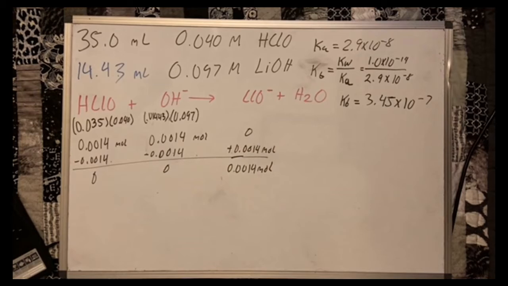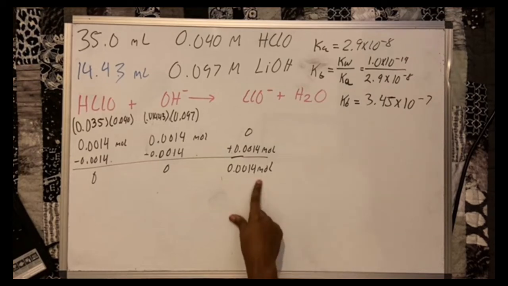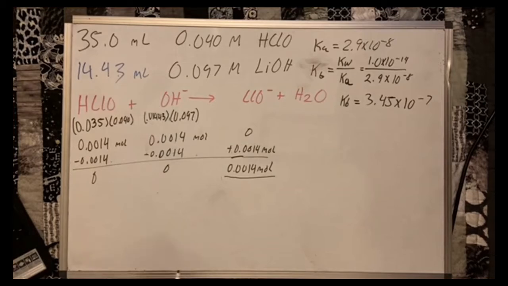Right, okay. So here's the other case. Right now I just have my base part sitting in there. So that's why I need a KB, because we use that to solve the ice table for this. But again, that's moles. For our ice table, you need molarities. Right, so we need to divide this by our volume, which is our 35 plus that 14.43.